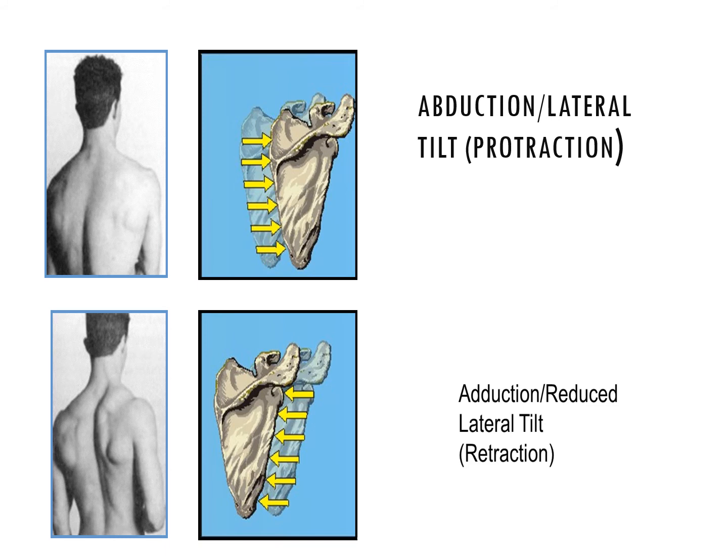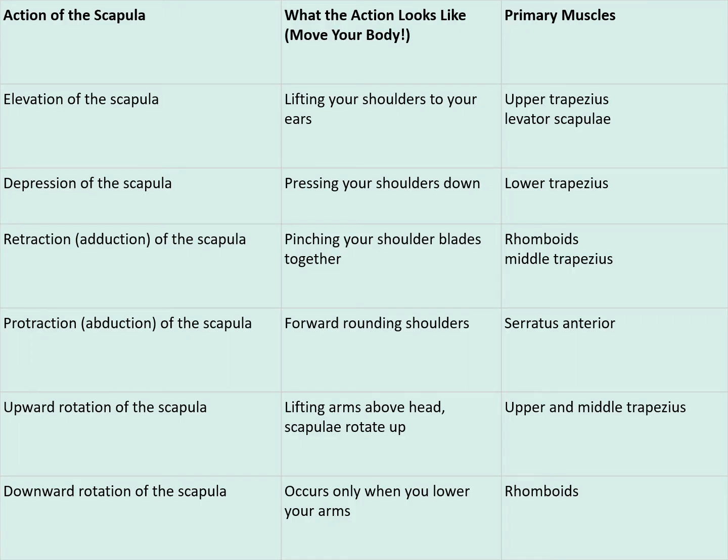While adduction, the action of the rhomboids here is the adduction or protraction of both scapulae together, and reduced lateral tilt or retraction will be the action of the serratus muscle like this. The action of the scapula is very important also while examining the shoulder range of motion. The elevation of the scapula corresponds to the upper trapezius and levator scapulae.